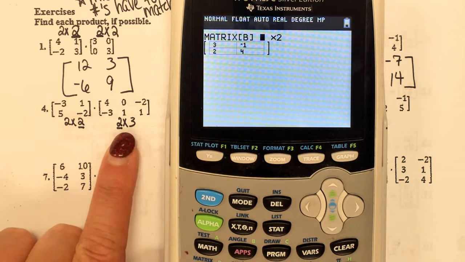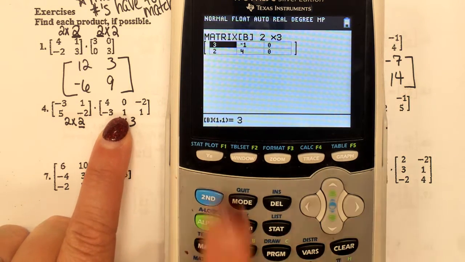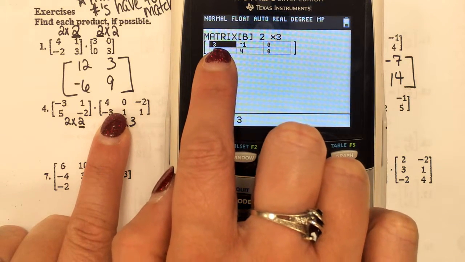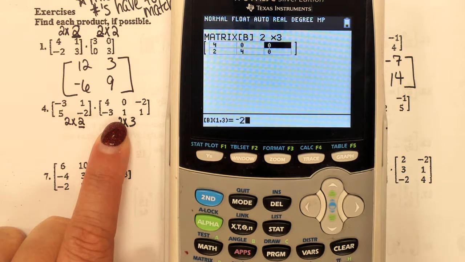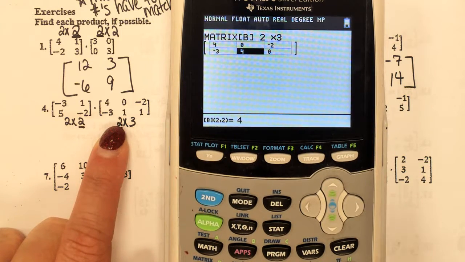What's the size of the second one? 2 by 3. There you go. And then just be careful where it's highlighted so that you can see what numbers it wants you to type in, okay? Everybody should be typing this in their calculator.